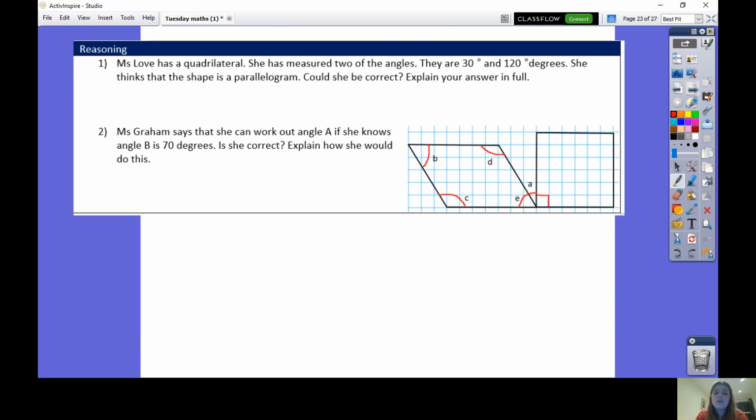For those of you who are feeling incredibly confident, I've also got you these 2 reasoning questions. I'm going to read them to you, and if you want to have a go, pause the video and try and answer them. They're not actually that challenging, and they're just a different type of question where you're going to have to answer them with words.